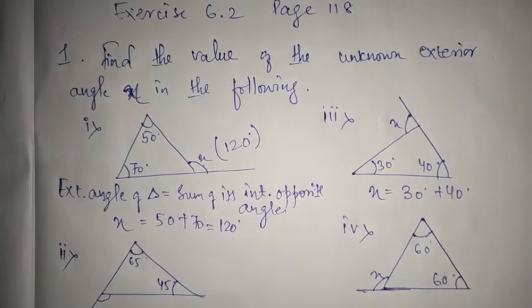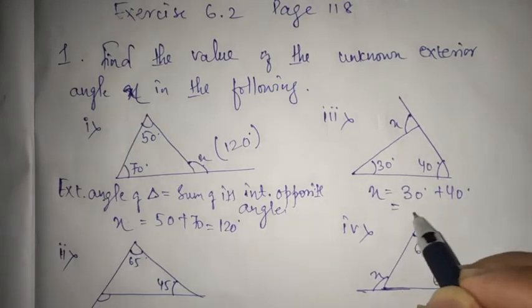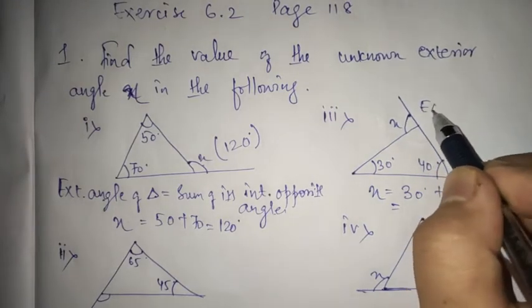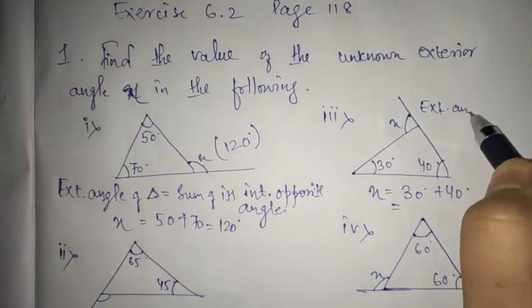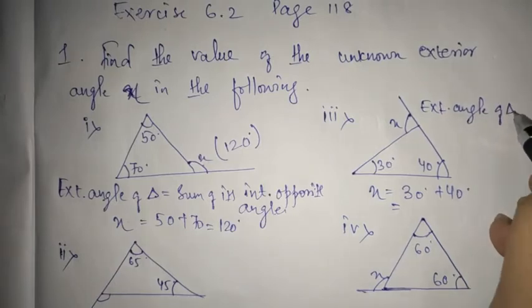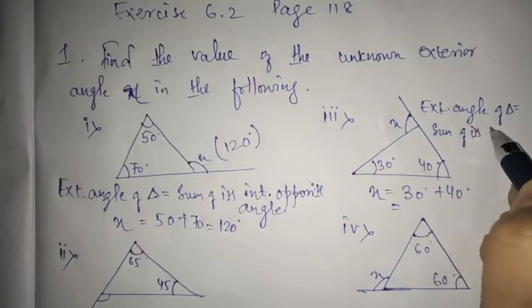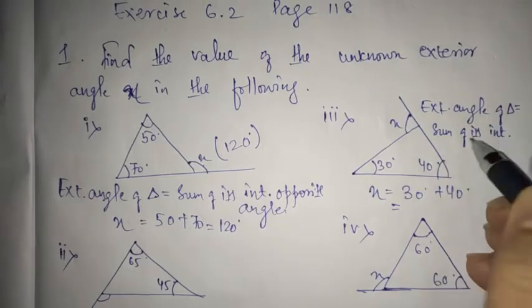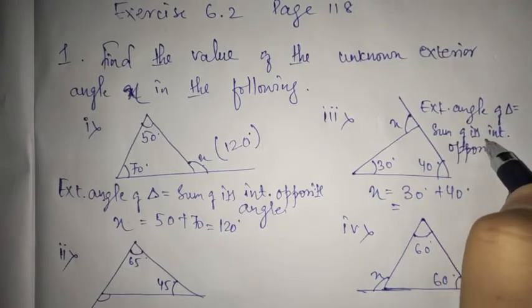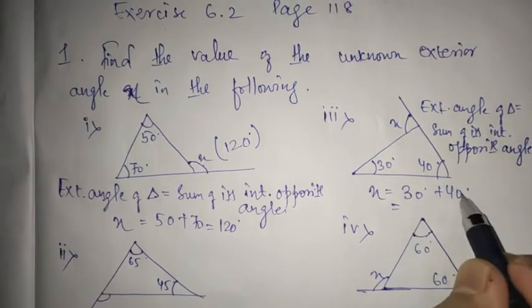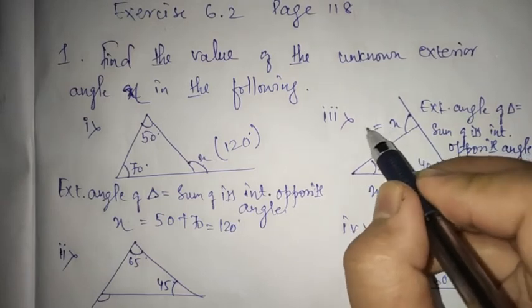Remember, students, again I am telling you, you have to use the formula before doing this. I don't have the full space here, but still I can write, no problem. For you, this is the second sum. The exterior angle of a triangle is equal to the sum of its interior opposite angles. Alright, so 30 plus 40 is 70, so your x value is 70 degrees.